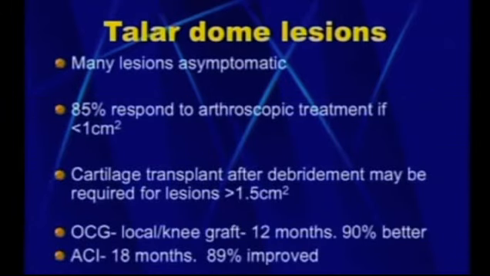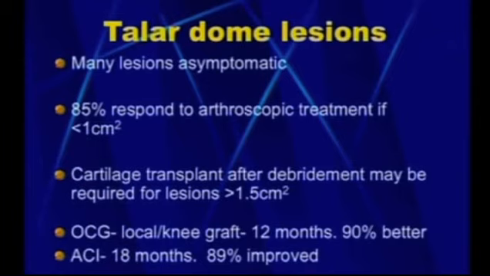A lot of these lesions are asymptomatic, and if you scan a lot of ankles, you'll see them. So you only treat the symptomatic ones. If they are less than 1 centimetre in diameter, then they generally do very well treated arthroscopically. You can curette them, you can drill them, you can microfracture them. They're all suitable techniques and they all work very well. Microfracture and curettage probably are slightly superior according to the literature.